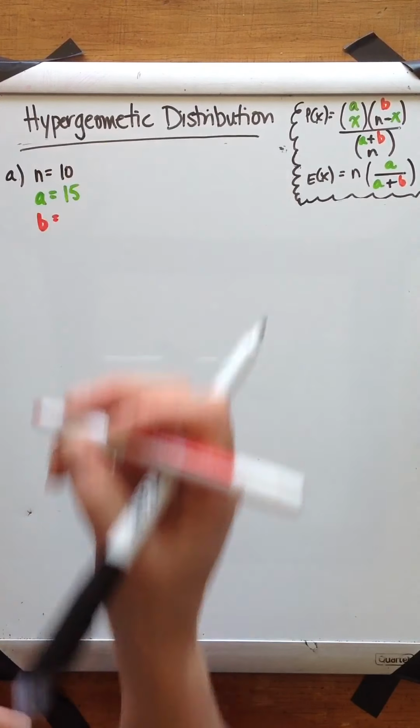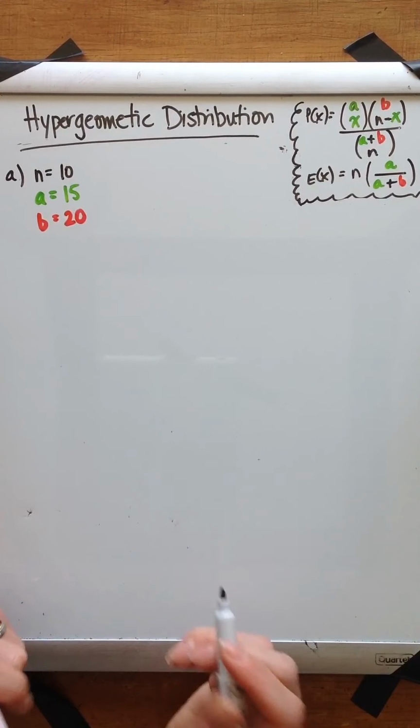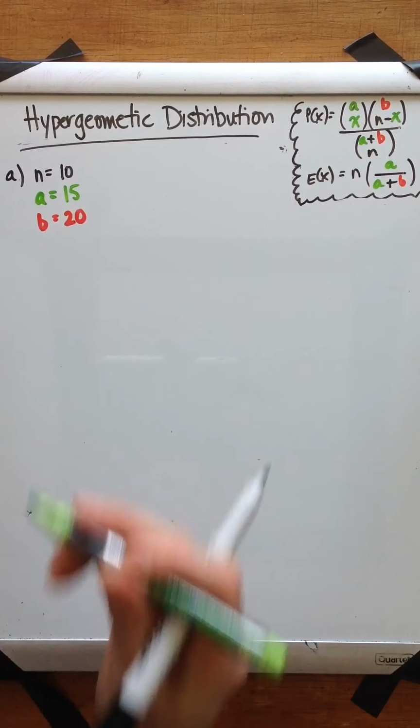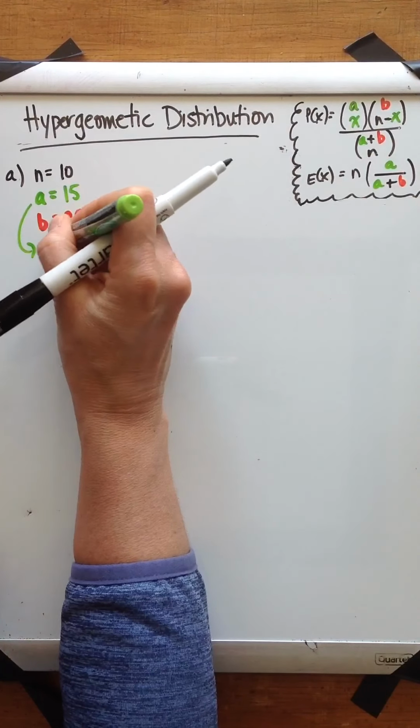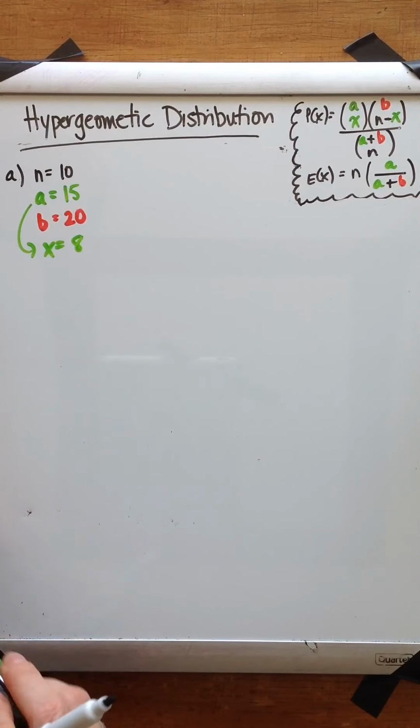We don't want to pick out blue ones. There are 20 opportunities to pick out a blue one. Okay? And then related to successes, our actual number of successes that we're going to have is 8. We're going to pull out 8 of those 15 red tacks.